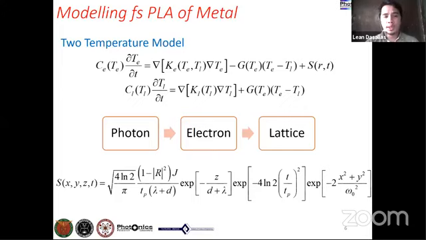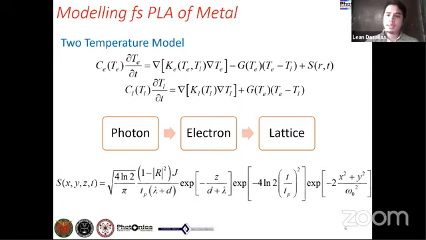And this model is written in this slide. Basically, what we have is a transfer of energy from the photon to the electron to the lattice. This transfer of energy is described by these two coupled nonlinear partial differential equations. We have C as our heat capacity, K as the conductivity, TE as our electron temperature, TL as our lattice temperature, and so on.